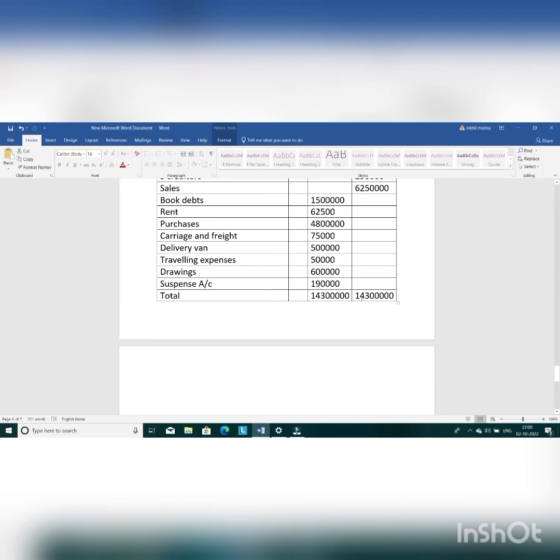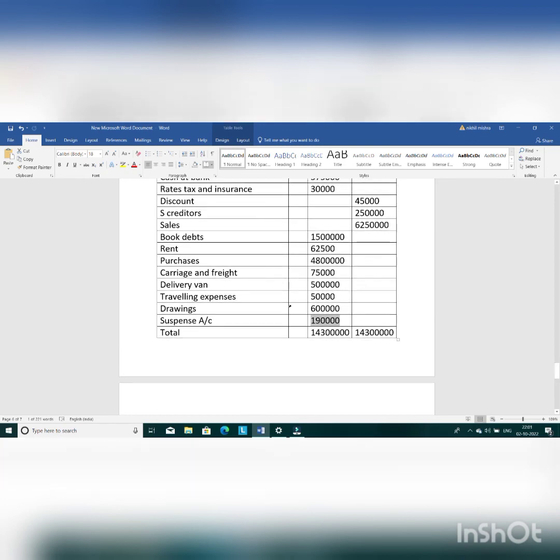And in debit column I am getting less than that, so I have created a suspense account, and the deficit money which I was getting, that is 1,90,000. I put it in suspense account on the debit side, because the debit side was showing 1,90,000 less than the credit column. So I have created a suspense account and I have put that amount in that.